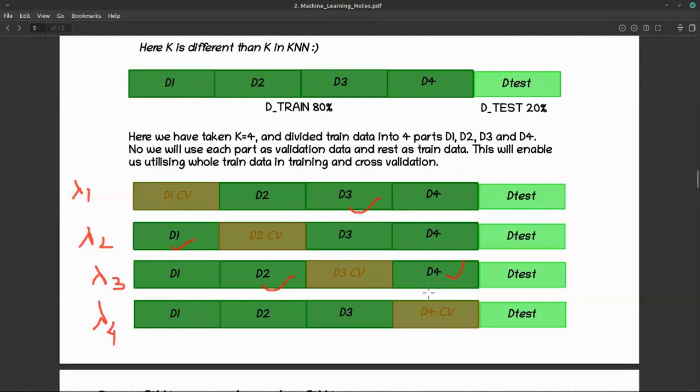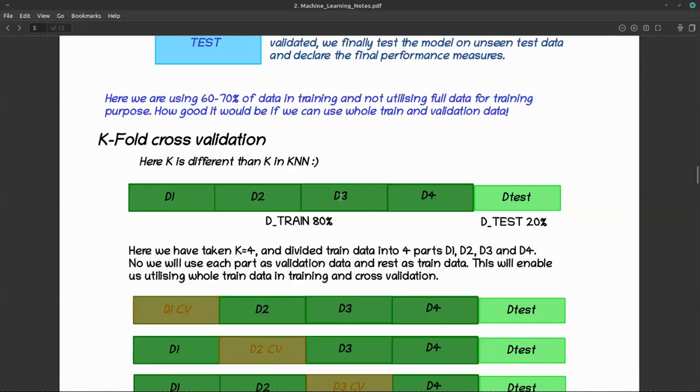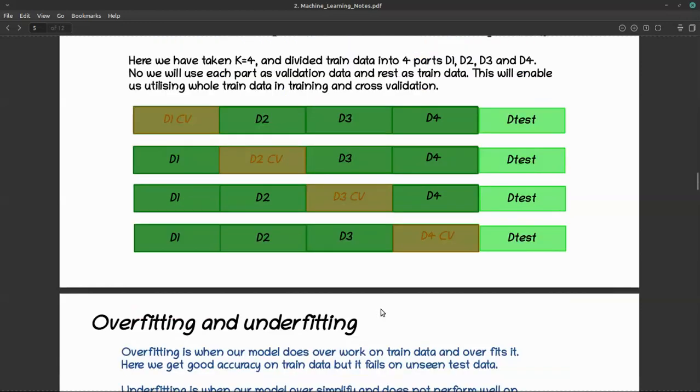So that's cool, correct? And after taking all the lambda, you can take average, weighted average, any kind of strategy you can follow, depending on the problem at hand. You can simply take the average also, correct? So this is the idea behind k-fold cross validation.